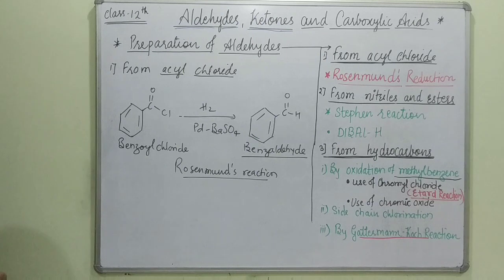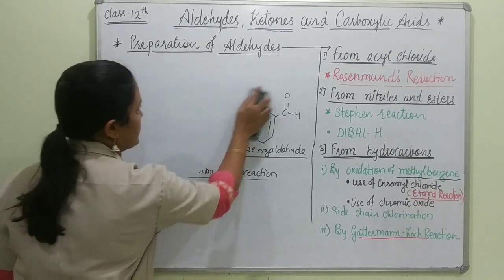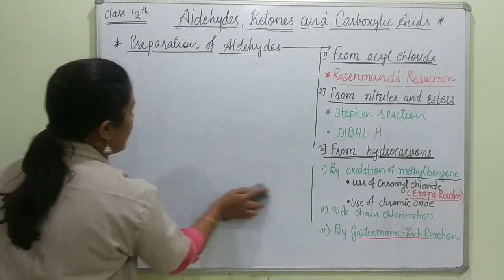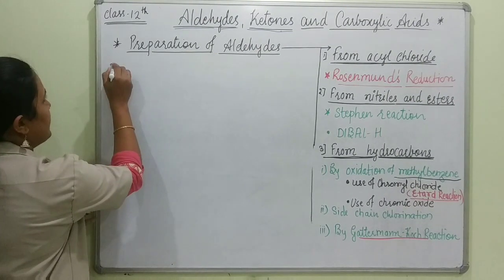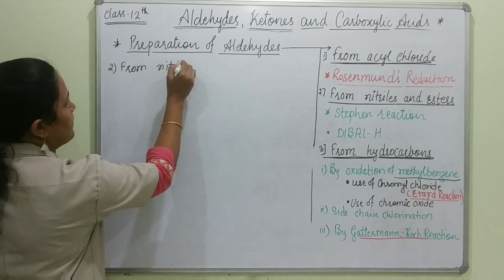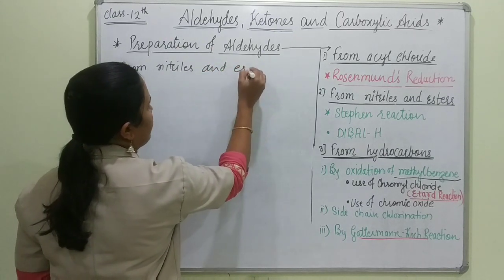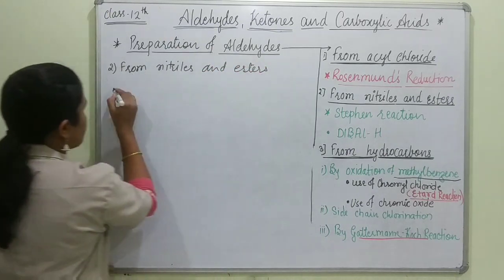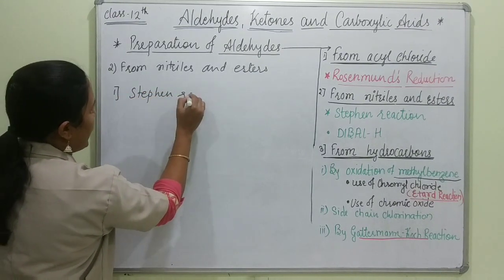Okay, now let's start with the second preparation, and that one is from nitriles and from esters. How can we reduce nitriles and esters to aldehydes? The first reaction, as given here, from nitriles and esters, is the Stephen reaction.